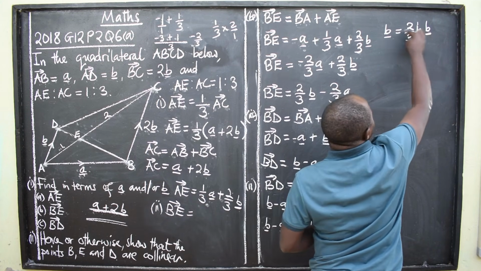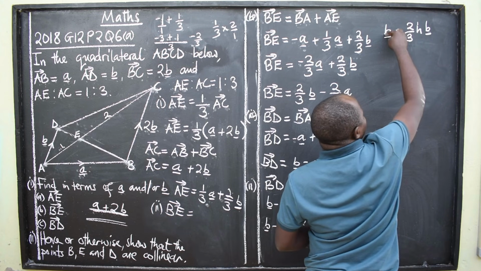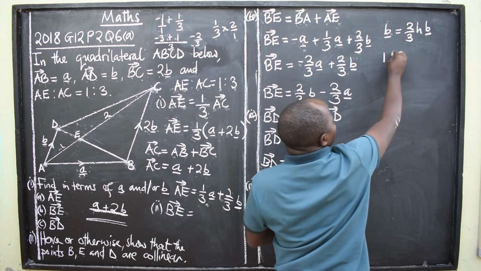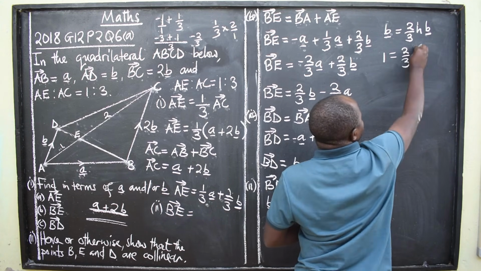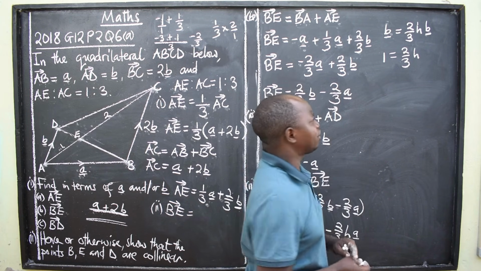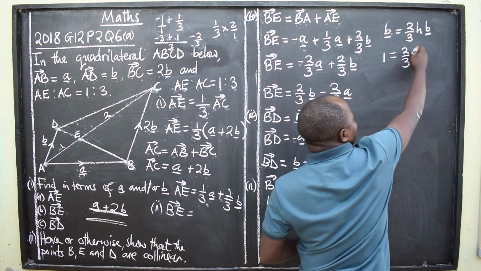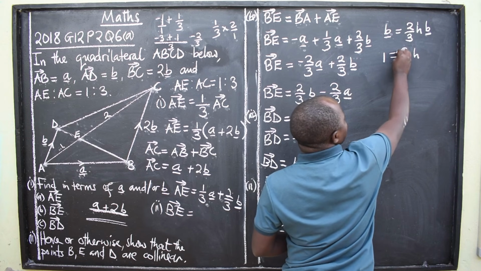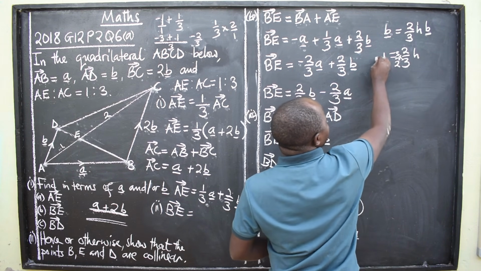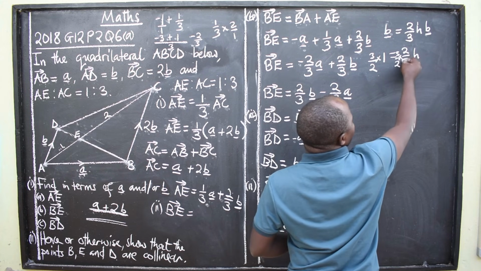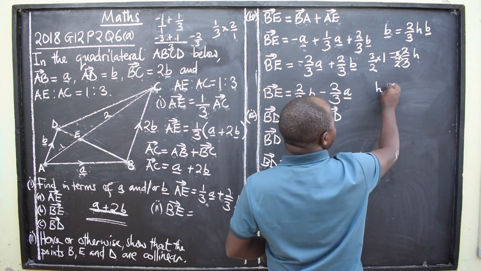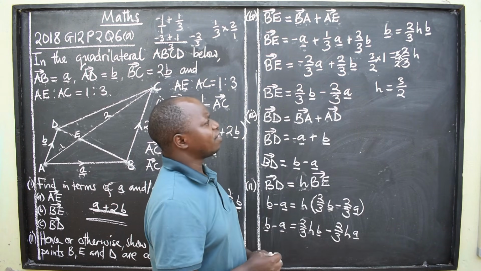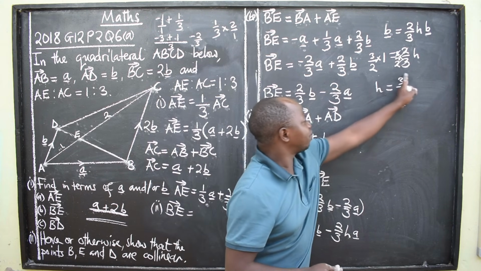How do we get H? I will say the B's can be cancelled. So when I cancel them, I'll remain with a 1 here. Agreed? The B's will go, 1 is equal to 2 over 3 H. For me to remain with H, I have to get rid of the 2 over 3. Meaning, I have to multiply by 3 over 2, even this side, 3 over 2. Then I can cancel everything here, and my H will now be equal to 3 over 2. Now I have found the value of H.